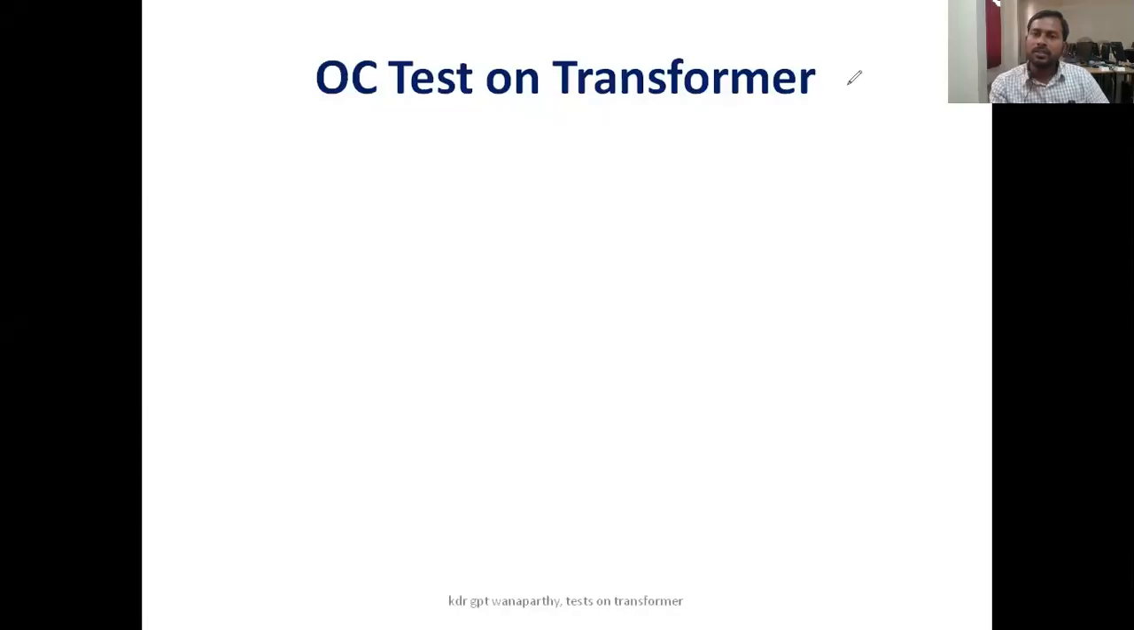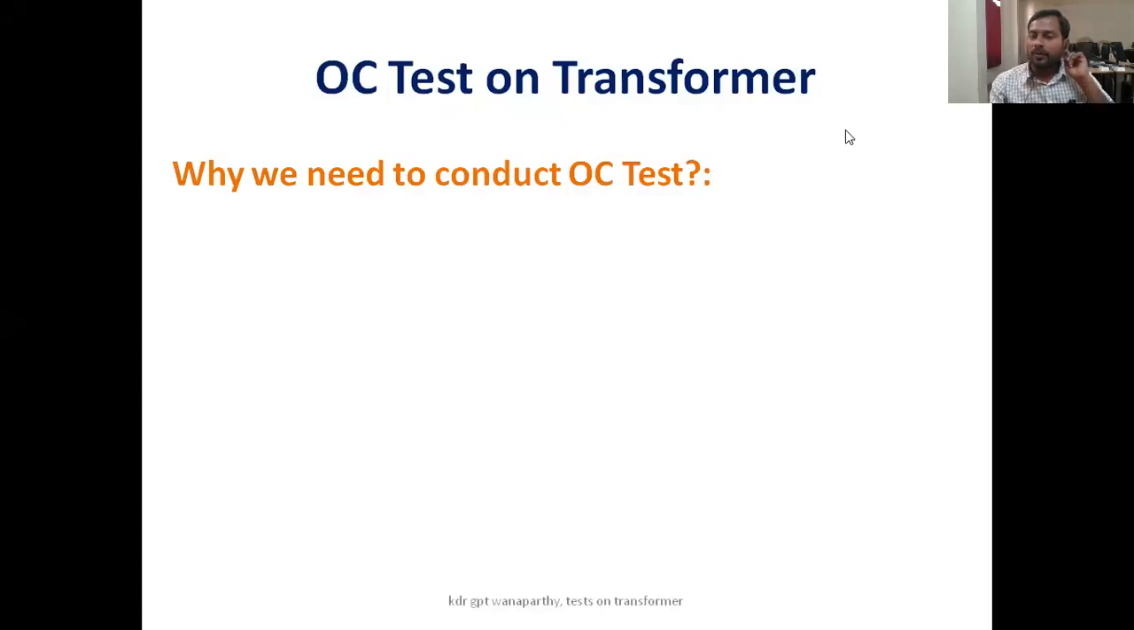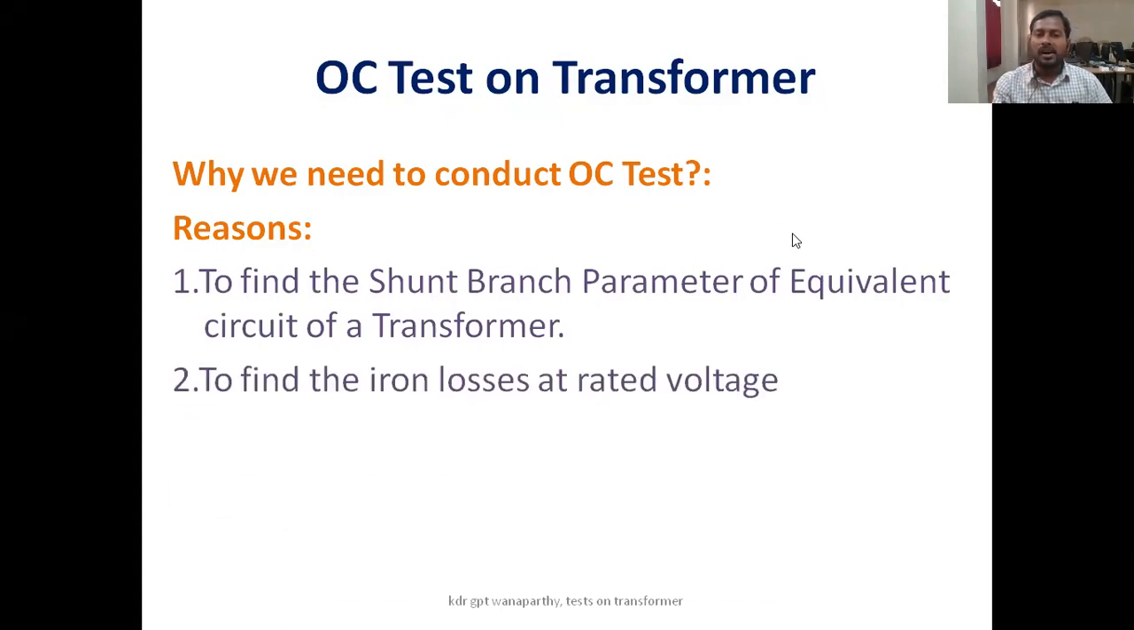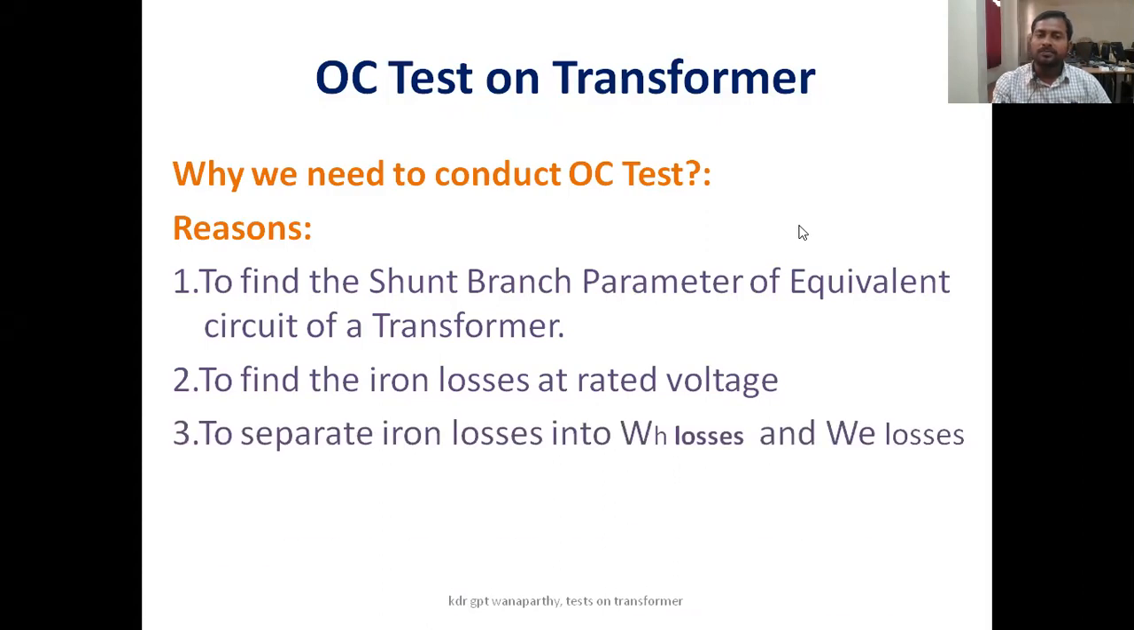So next one is the OC test in the transformer. Why do we need to conduct the OC test? First of all, what is our intention in conducting the OC test on the transformer? What are the reasons? First one, to find the shunt branch parameters of the equivalent circuit which I discussed earlier, and also to find the iron losses of the transformer at rated voltage, and to separate the iron losses into hysteresis losses and eddy current losses. As we know, iron losses are nothing but the sum of the hysteresis losses and eddy current losses.